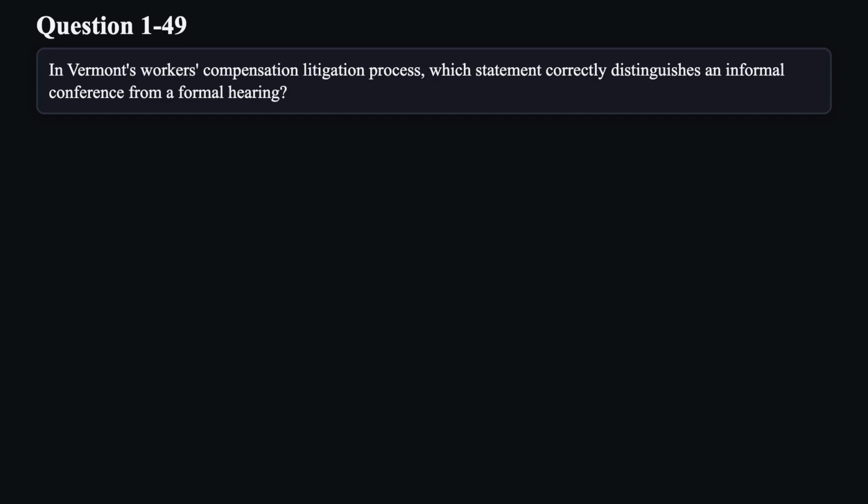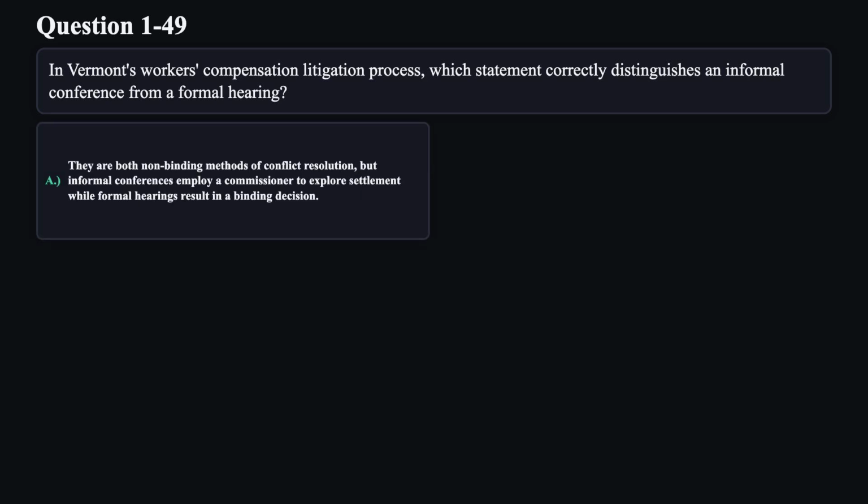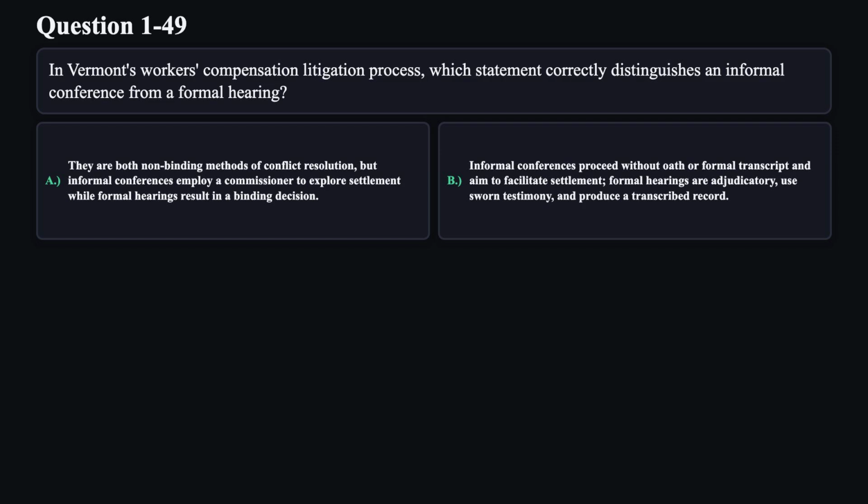Question 49. In Vermont's workers' compensation litigation process, which statement correctly distinguishes an informal conference from a formal hearing? A. They are both non-binding methods of conflict resolution, but informal conferences employ a commissioner to explore settlement, while formal hearings result in a binding decision. B. Informal conferences proceed without oath or formal transcript and aim to facilitate settlement. Formal hearings are adjudicatory, use sworn testimony, and produce a transcribed record.